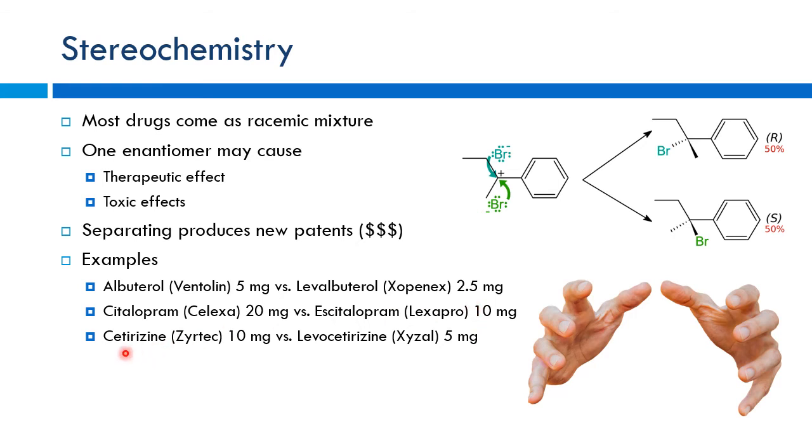Okay. Another good example. Anyone heard of Zyrtec? Yeah, it's over the counter now. Most people have probably taken Zyrtec. Cetirizine is the generic name there, versus levocetirizine, again the left-handed version, which is Xyzal. So 5 milligrams of that equals 10 milligrams of cetirizine.